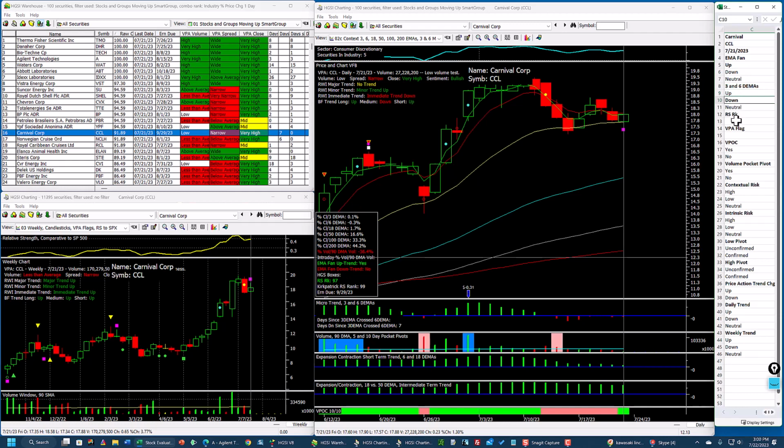The relative strength rank, they're both here, 97 and 99. I use both HCSIs and Kirkpatrick relative strength. VPA flag is low volume test.